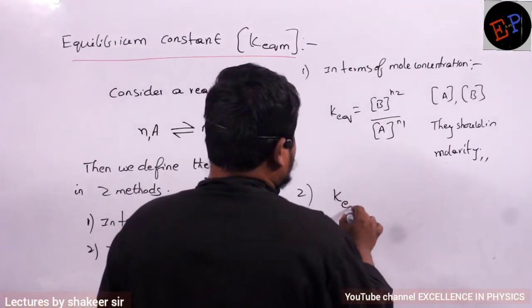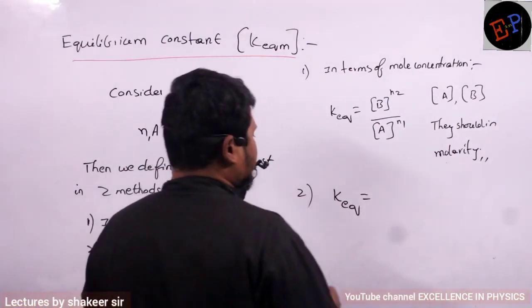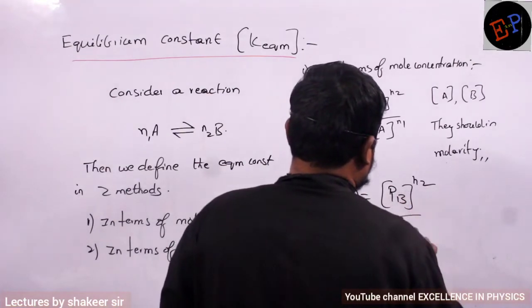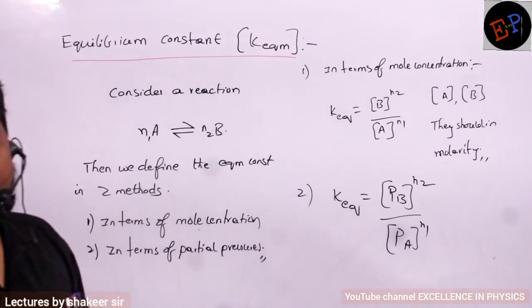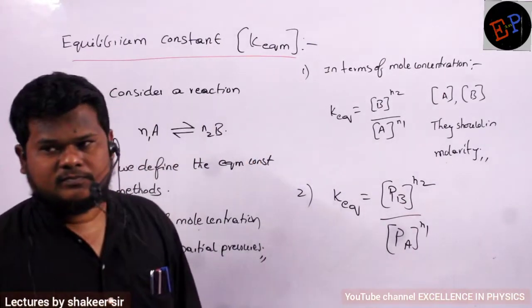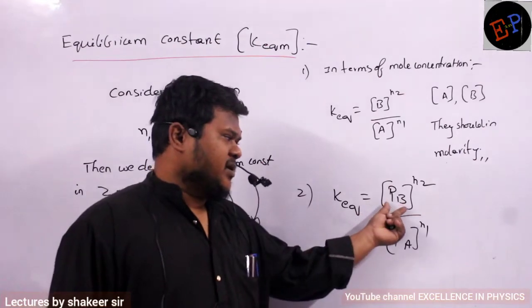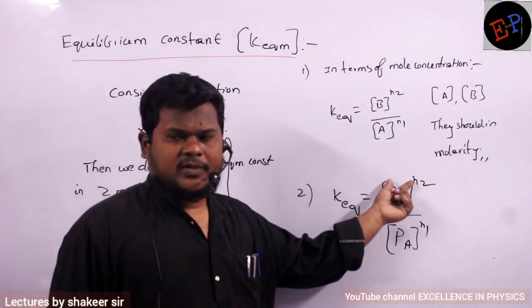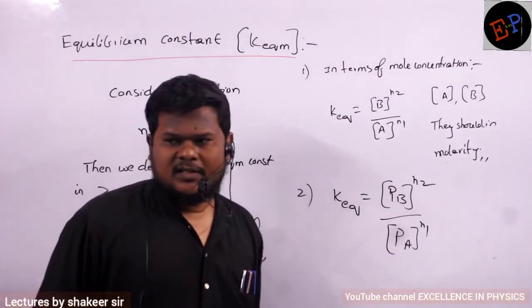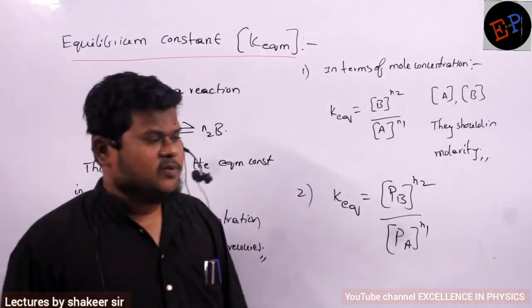Second method is the equilibrium constant can also be written as partial pressure of B to the power of N2 divided by partial pressure of A to the power of N1. So I can write like this also. Now can you say what is meant by PA and PB? The pressure exerted by gas B to the power of its stoichiometric coefficient, divided by pressure exerted by gas A to the power of its stoichiometric coefficient.